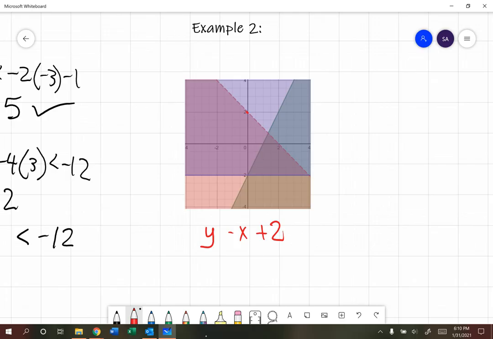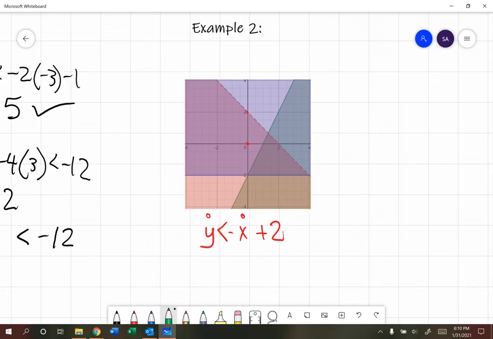And then I'm going to check this solution right here. And I can see that it's shaded red on the bottom half. So this should be a solution. So if I put a 0 in for y and a 0 in for x, 0 is less than 2. So I know I'm going to do a less than sign because that's a true statement.